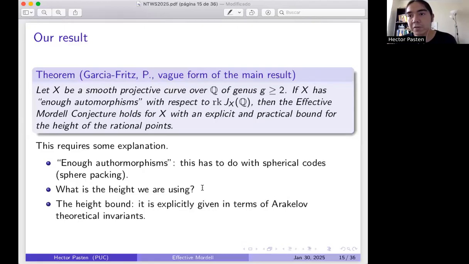Now, of course, this is not a good formulation of a theorem. You need to make some points precise. First, what do we mean by enough automorphisms? And it turns out this has to do with spherical codes, sphere packing. Secondly, what is the height that we are using? Because I say we can bound the height of the rational points, but what is this height? And then finally, the height bound.